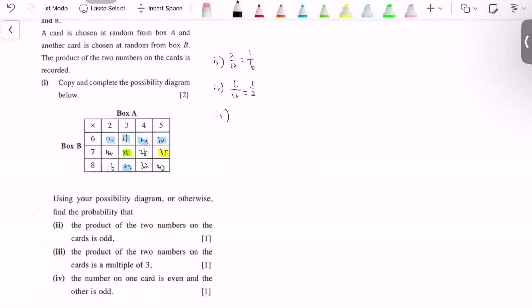So lastly, part 4 is one card is even and the other is odd. So one card is even, the other must be odd. So it's 2 and 7, 3 and 6, 3 and 8, 4 and 7, 5 and 6, 5 and 8. Same thing, there are 6 out of 12, which gives us half.